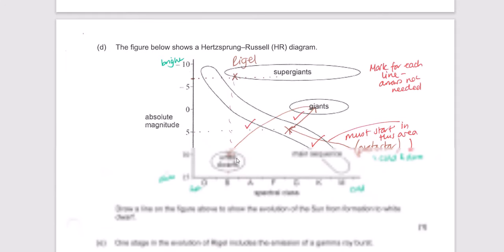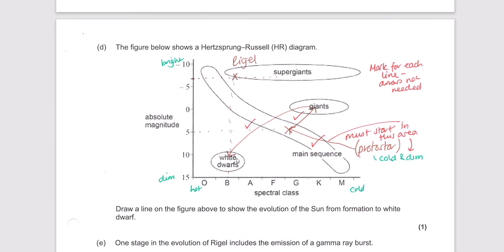And then we get on to part D, which has this Hertzsprung-Russell diagram, and it asks to draw a line on the figure above to show the evolution of the Sun from formation to white dwarf. And this is something that when I teach it, I don't really think about the protostar stage, I just think about the main sequence and so on the HR diagram, so there's some learning to be done here.